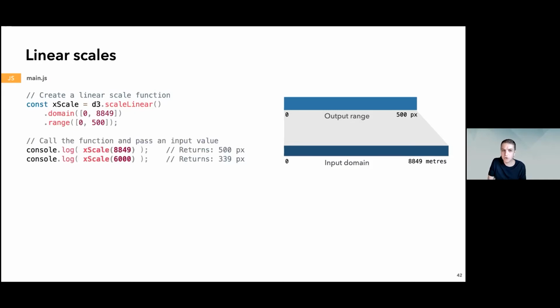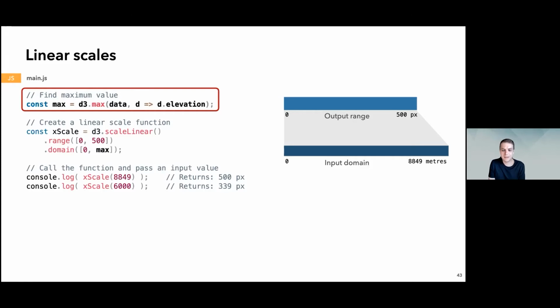And then we can call this function and pass a value. For example, we can call the xScale with 8,849 meters, and it will return 500 pixels. So we can use this function now to map our data to pixel values and actually scale and position the elements accordingly.